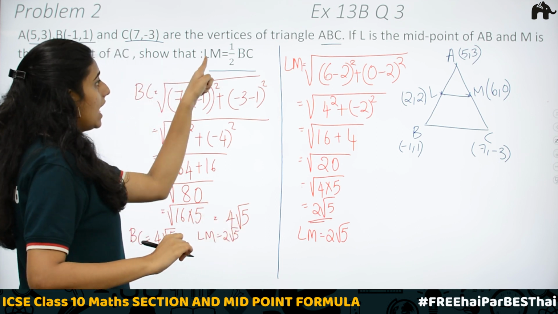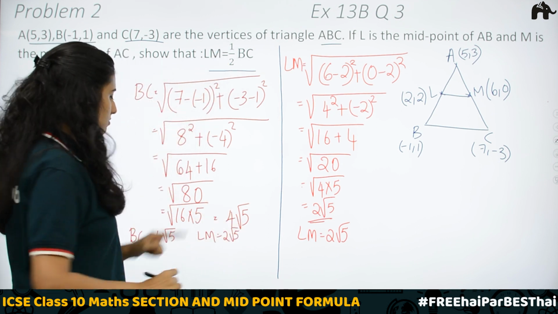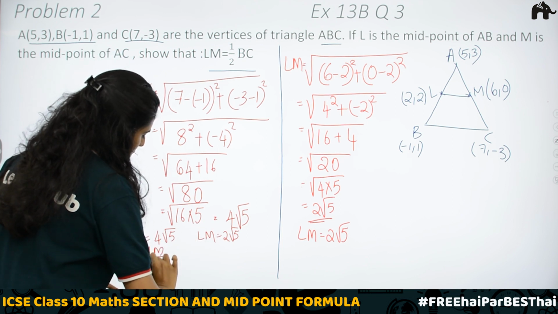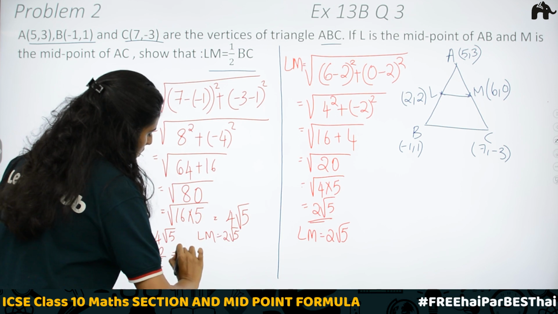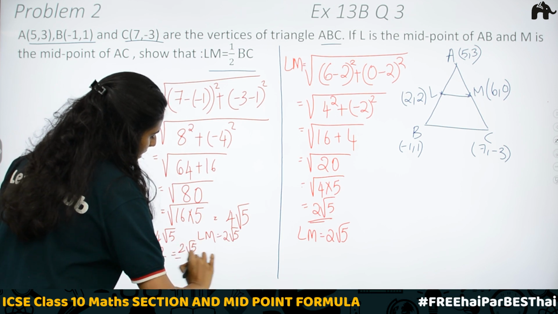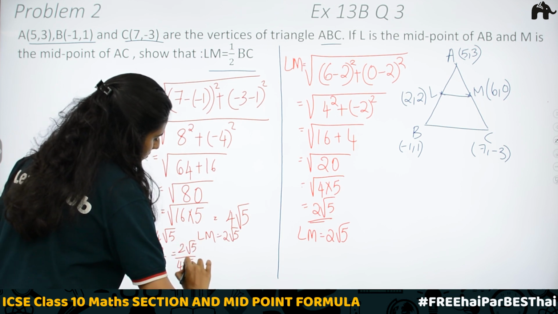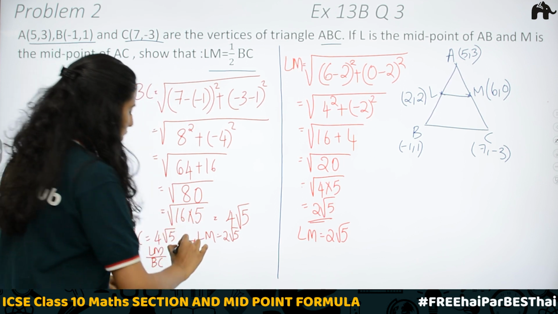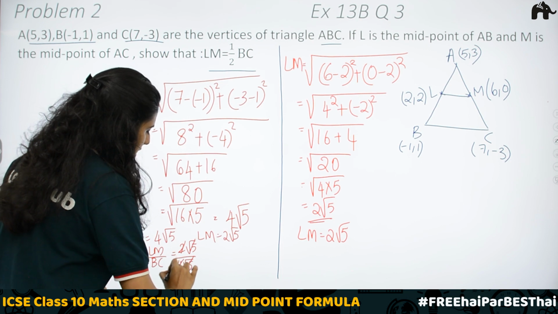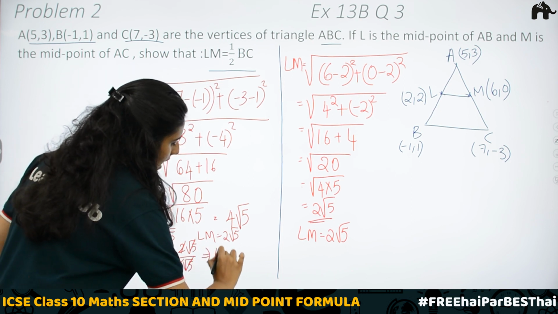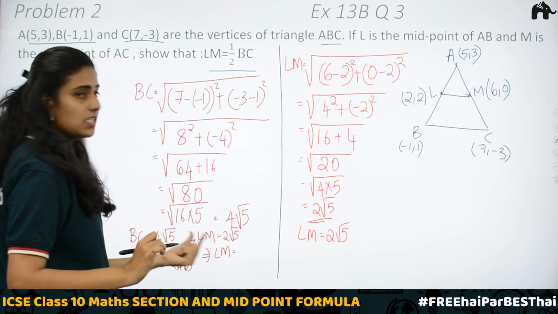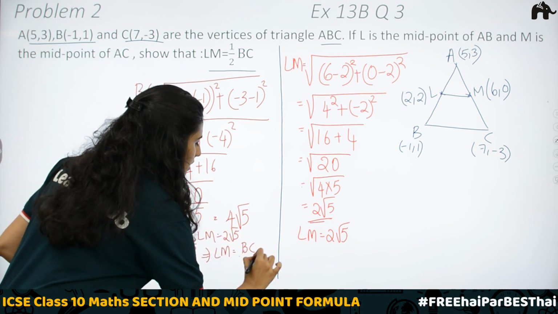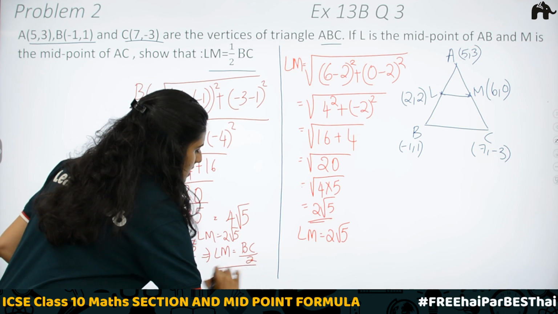We need to show LM is equal to half BC. LM by BC is equal to 2 root 5 divided by 4 root 5. Root 5 cancels. 2 and 4 can be cancelled. We get 1 by 2, which means LM is equal to, taking BC to the opposite side, denominator we have 2, BC divided by 2. Hence, this is the proof.